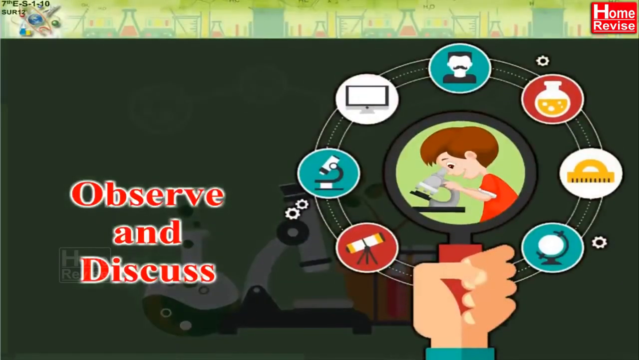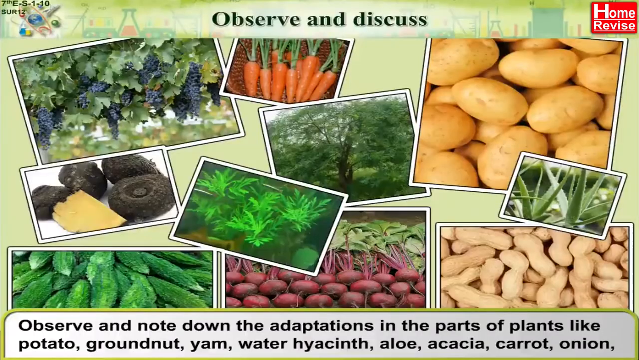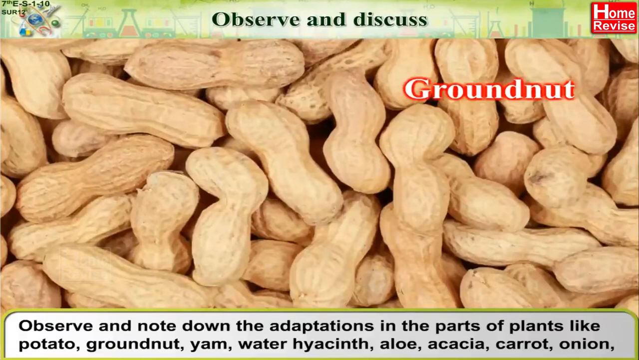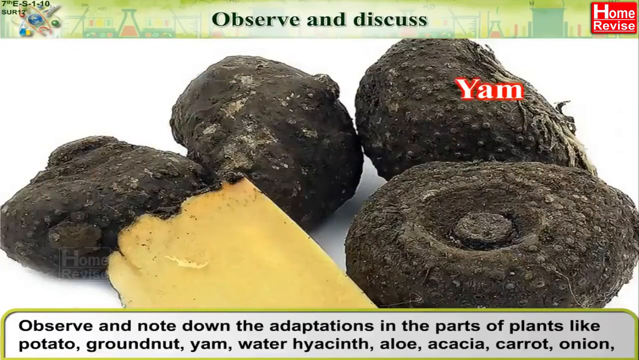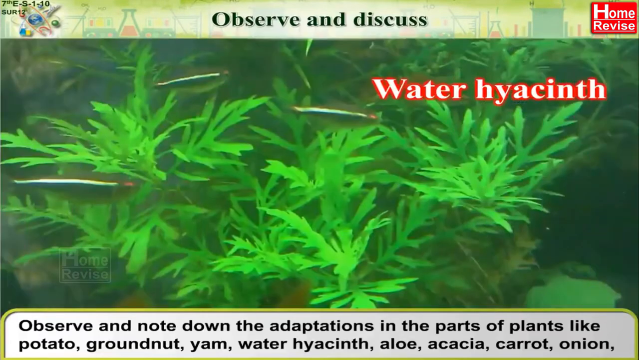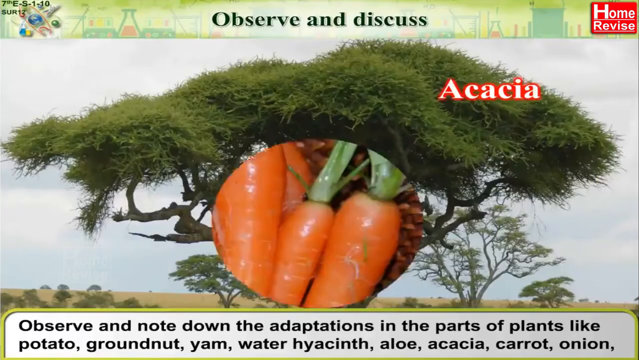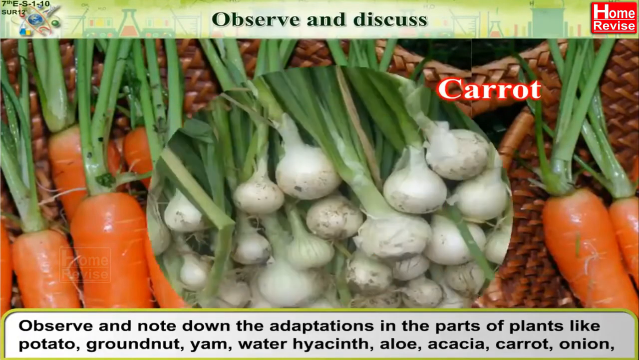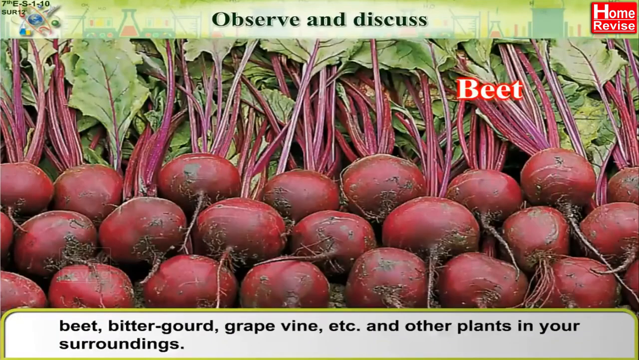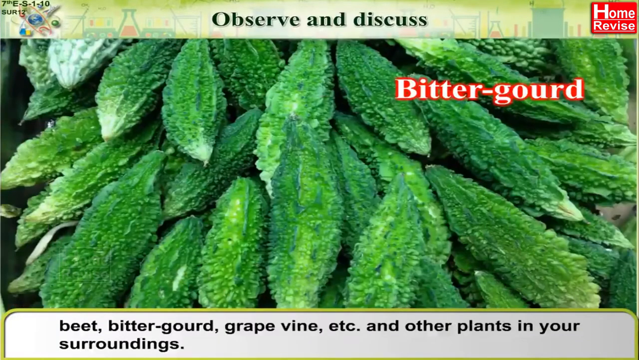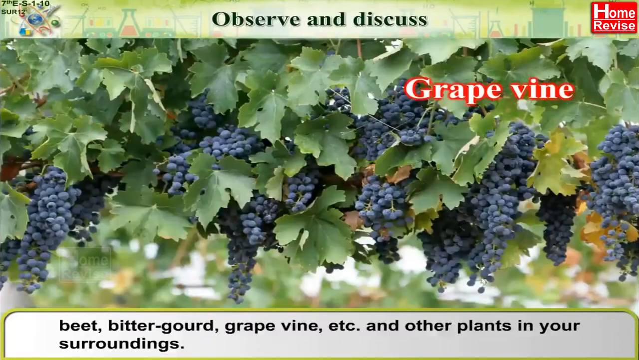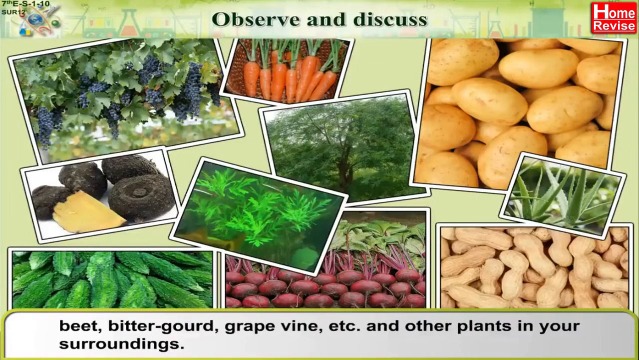Observe and discuss. Observe and note down the adaptations in the parts of plants like potato, groundnut, yam, water hyacinth, aloe, acacia, carrot, onion, beet, bitter gourd, grapevine, etc., and other plants in your surroundings.